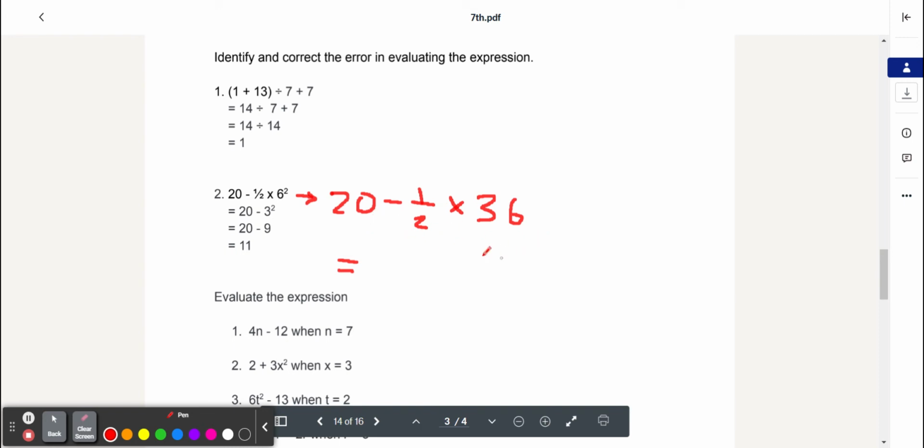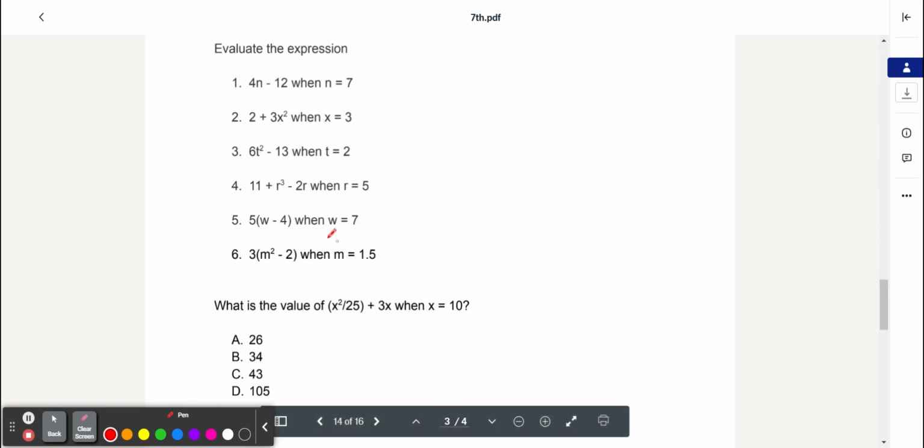We should do this multiplication before we do the subtraction. So now we have 20 minus the half of 36 is 18. And this gives us 2. Our final answer is 2, not 11. Next, we can try evaluating some expressions on our own. So why don't we do number 4?